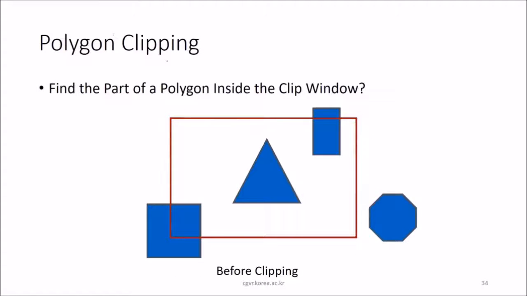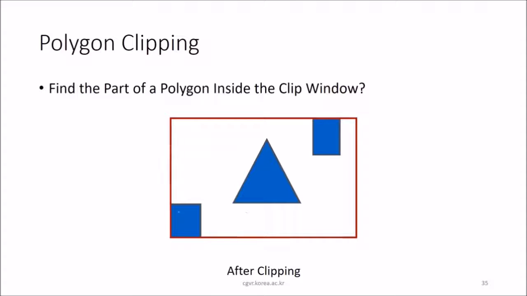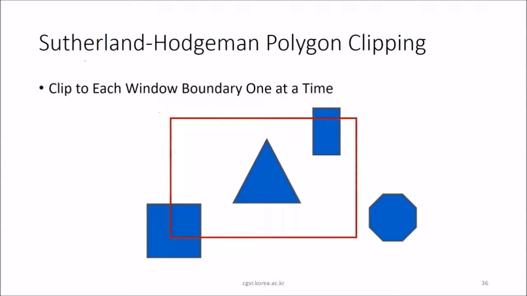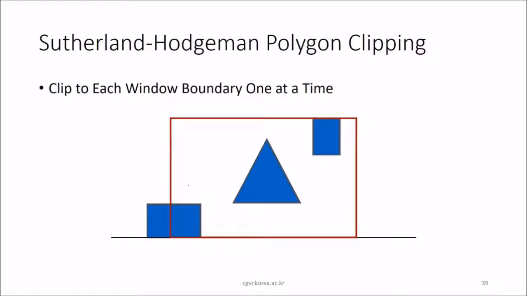So now we come to polygon clipping. We find the part of a polygon inside a clip window. Now we have these four polygons, and before clipping, this view is something like this. This is our window we want to show, but after clipping we will show only those regions which are inside the clip window. This is Sutherland-Hodgman polygon clipping. We clip each window boundary one at a time: this one first, second one, and then the third one.